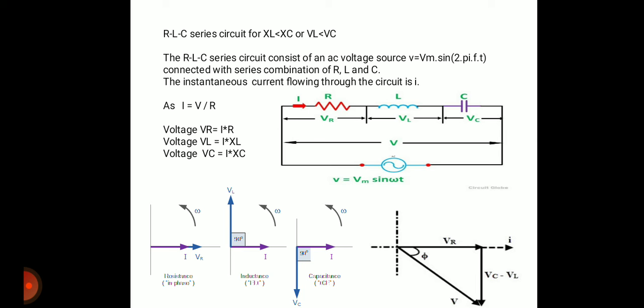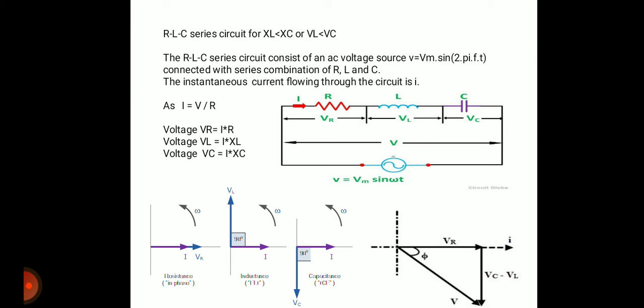Due to the supply voltage connected across the RLC series circuit, there is a flow of instantaneous current, which is I. You can see the instantaneous current flowing through the circuit. Due to the flow of current I through the resistor R, there is a voltage drop across it, which is VR. Due to the flow of current I through the inductor L, there is a voltage drop across the inductor, which is VL. There is a flow of current I through the capacitor C, so the voltage drop across capacitor C is VC.